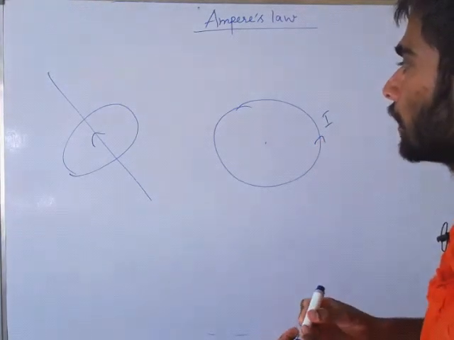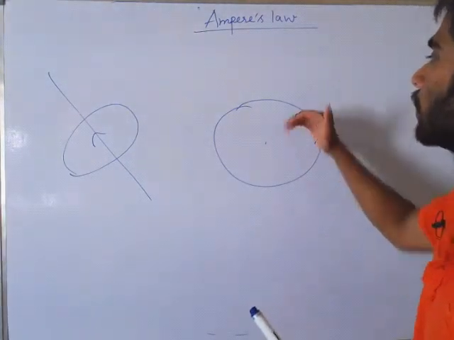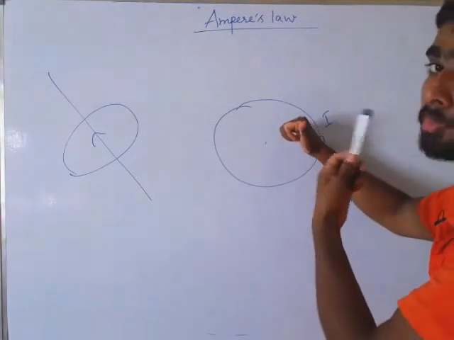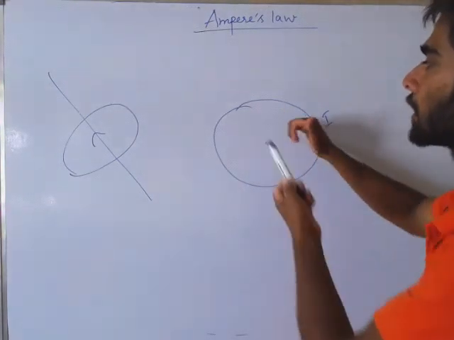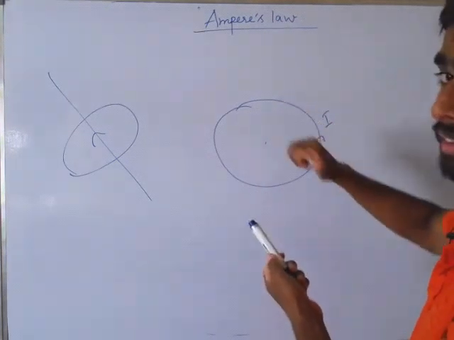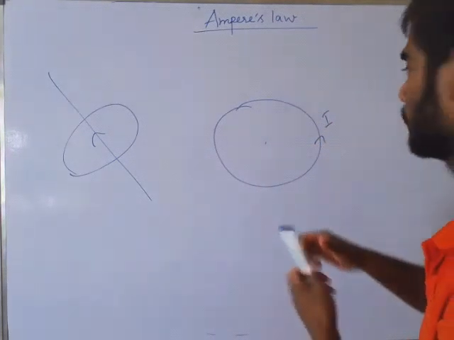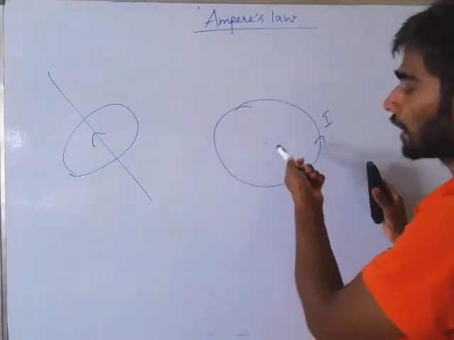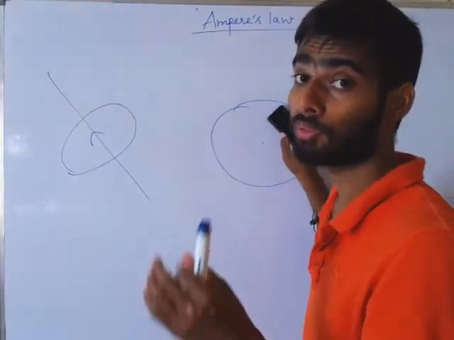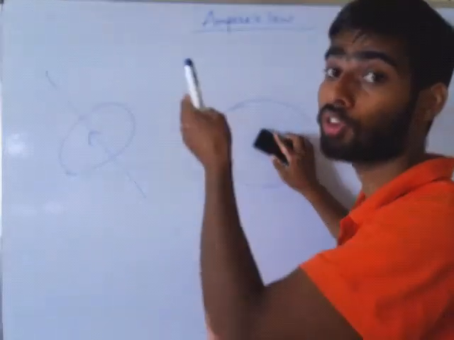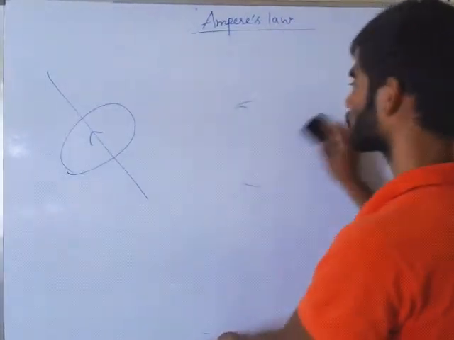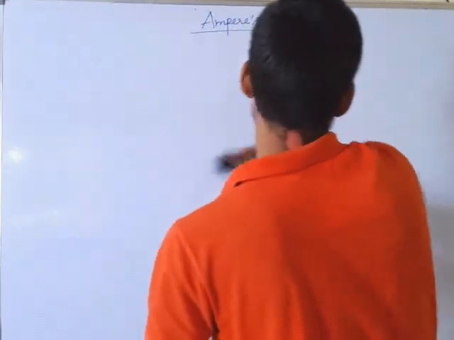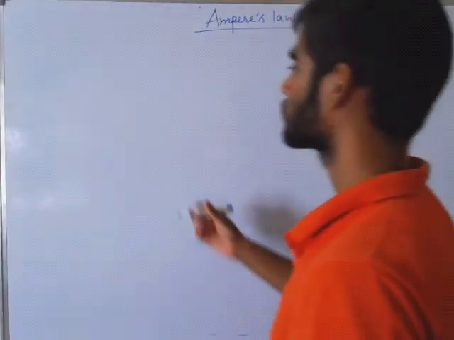Another way we can say it: wrap your fingers in the direction of the current, and the thumb will point in the direction of the magnetic field. So in both cases we get the magnetic field in this direction. Okay. So why was I asking this question? Because a solenoid is made up of a number of turns, a number of rings. That is why I was asking. So let us draw a solenoid.